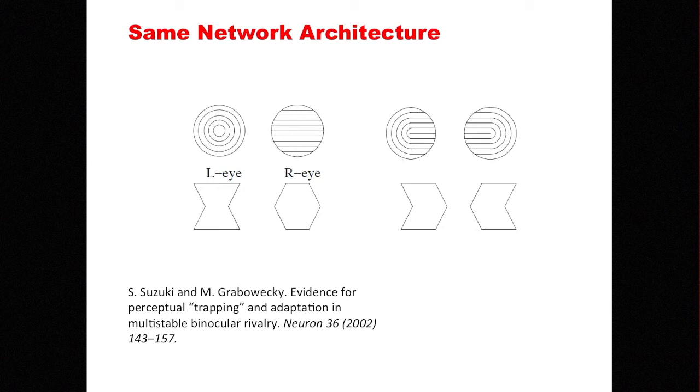So if you show the left eye concentric circles and the right eye horizontal stripes, people sometimes see something which is circles in the left half of the visual field and stripes in the other half. Excuse me. Or the other way around, and they will see it alternating between the two. Or if you show them this hourglass-shaped thing and a hexagon, again, the brain may put together half of one with half of the other, and then flip between the two. Exactly the same network will deal with these.